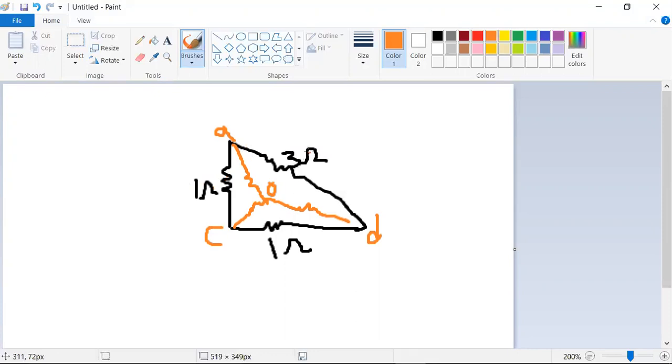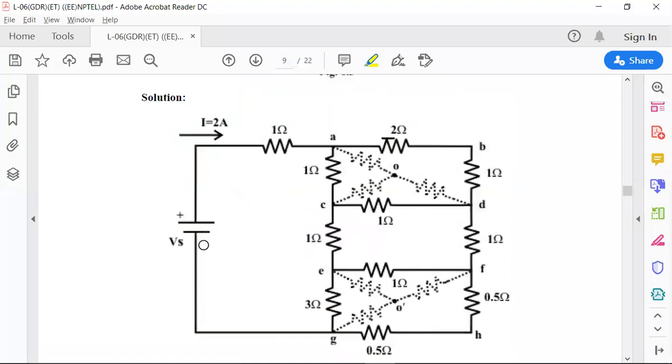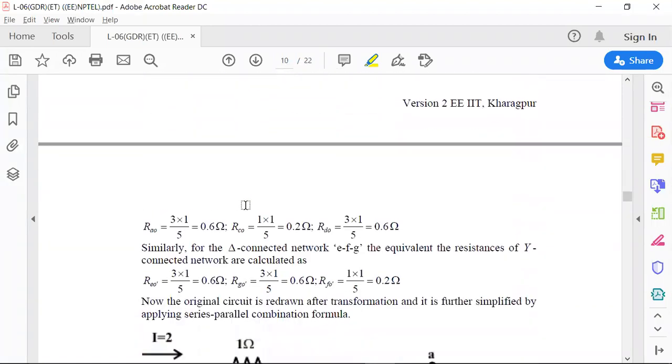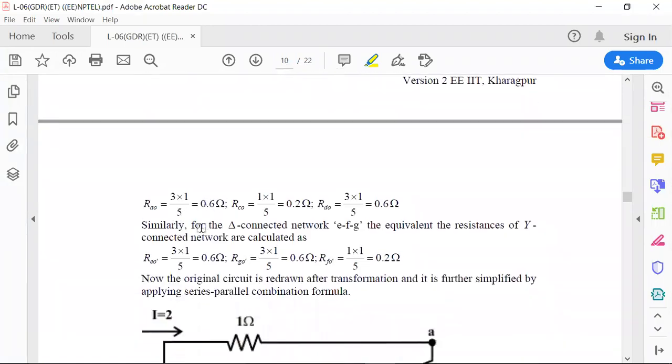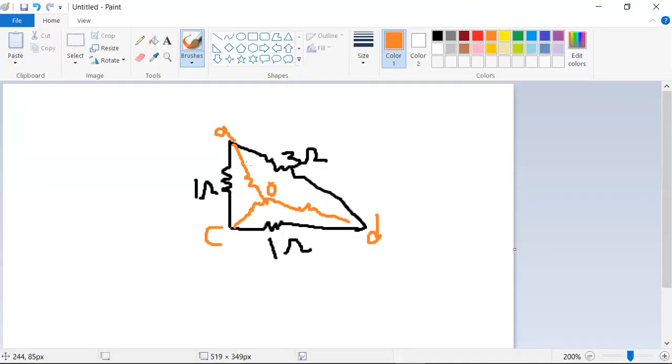For converting delta to star, you should remember this formula: you multiply the adjacent arms and divide by the sum of the total arms. 3 into 1 by 5, where the values are already given, 3 into 1 by 5. Then the value will be 0.6. Here the value is 0.6, and this value will be 0.6.